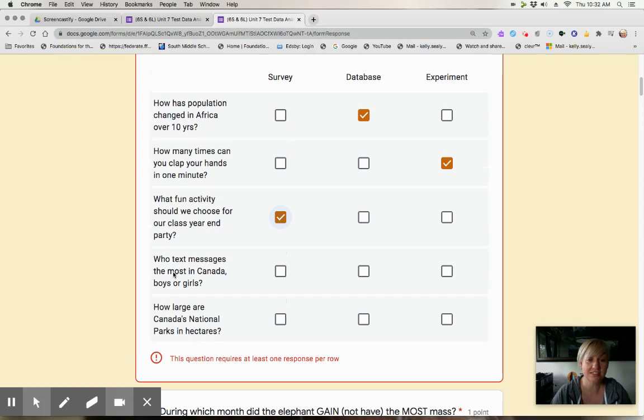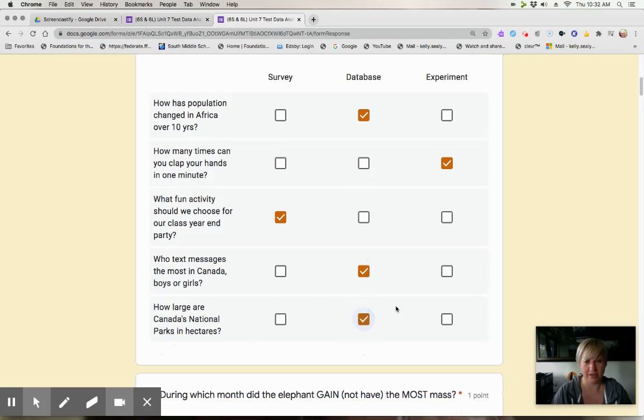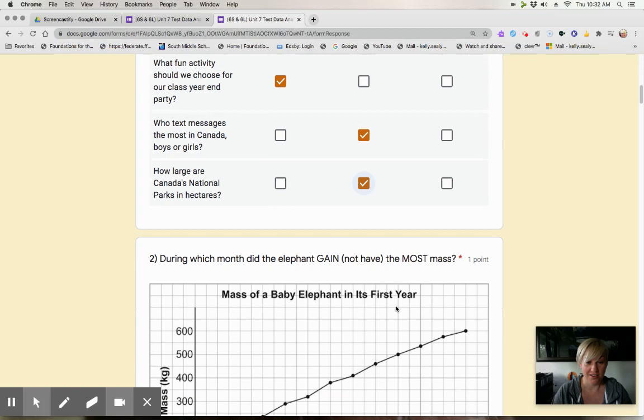For who text messages the most in Canada, boys or girls? That's something we need to research online, so we click database. And finally, how large are Canada's national parks in hectares? That is something we'd research online. We choose database. Okay, question number 2.